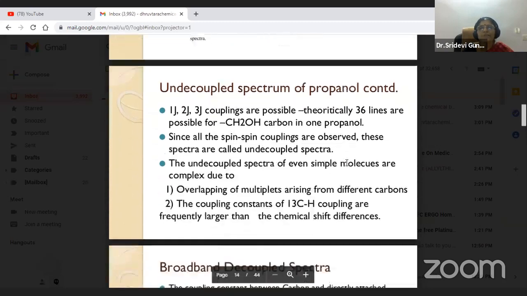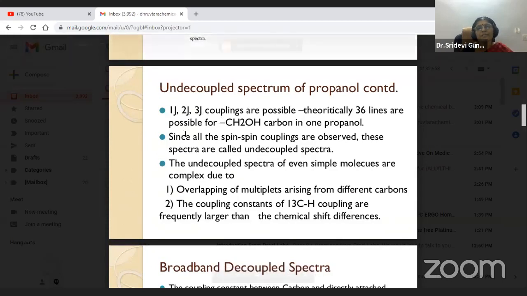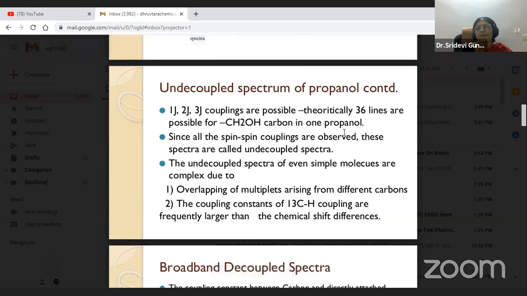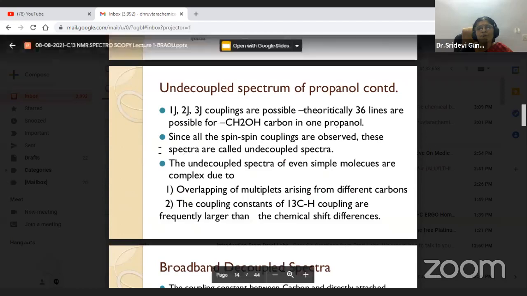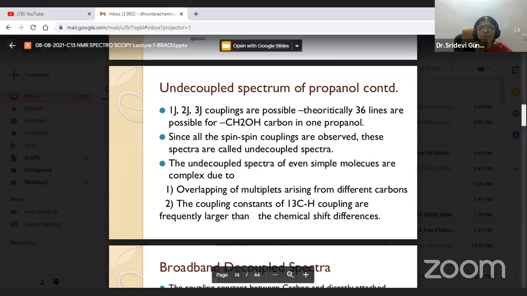The undecoupled spectrum of propanol. Continue this right here. J1, J2, J3 couplings are possible. Theoretically, 36 lines are possible for the CH2OH carbon in propanol. Since all the spin couplings are observed, these spectra are called undecoupled spectra.